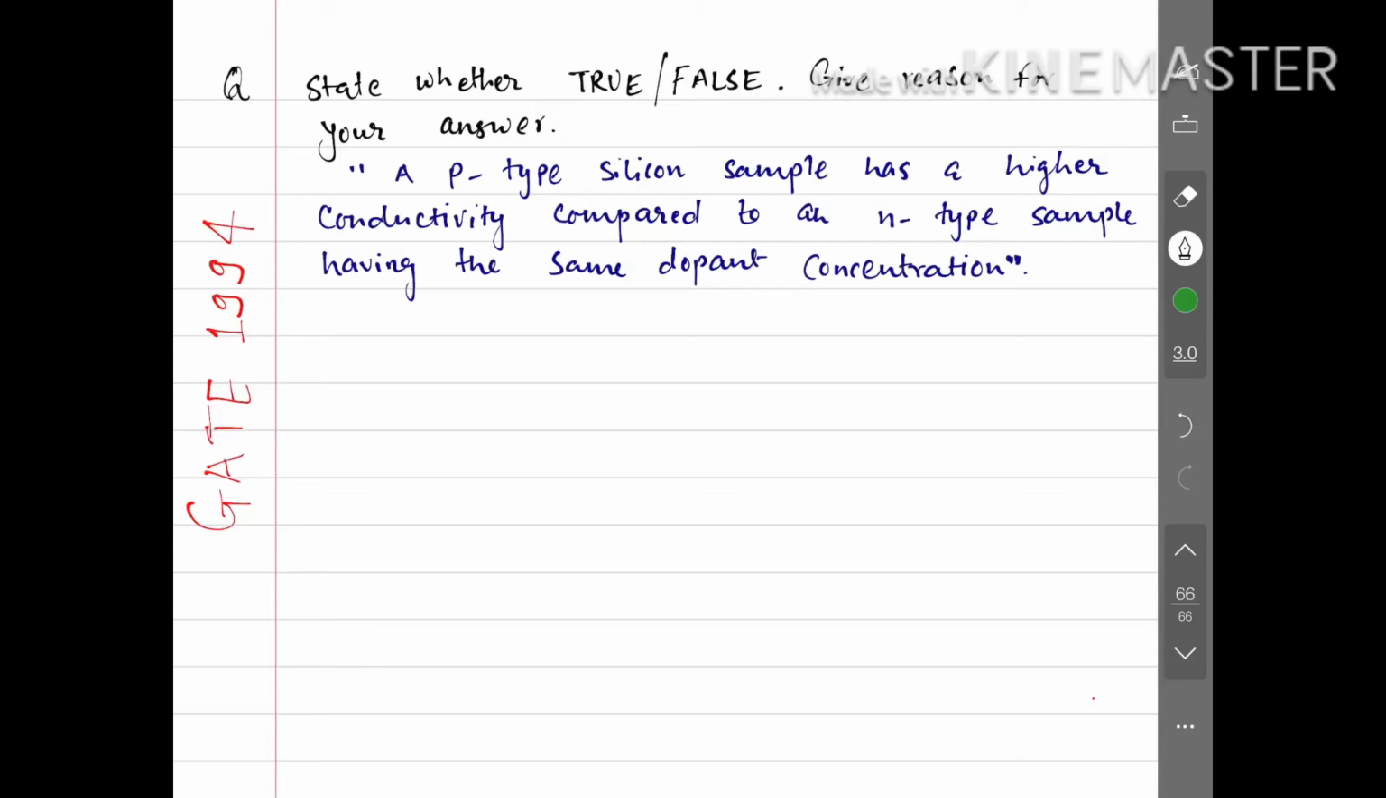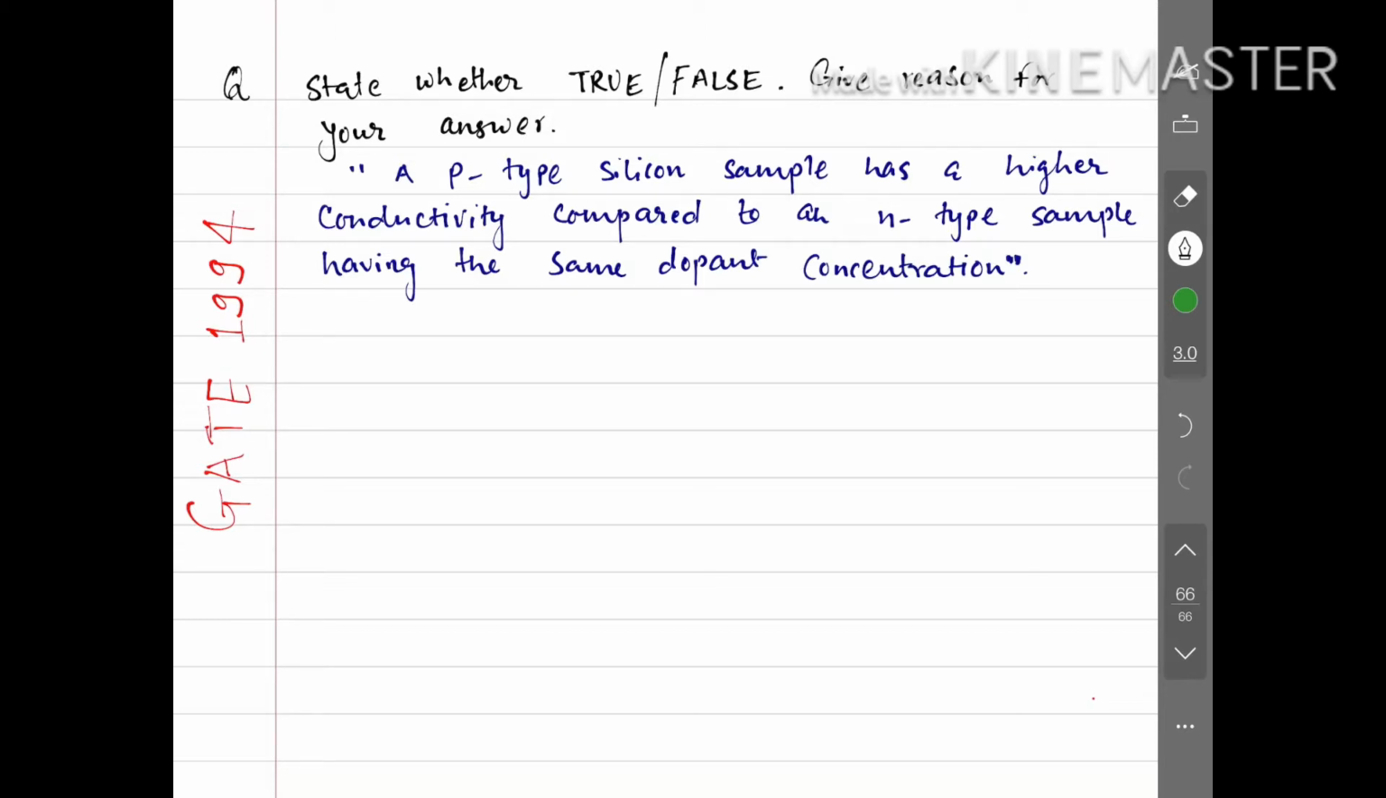Hello friends, so today in this video we are going to solve one question which was asked in GATE 1994. The question is, state whether true or false, giving a reason for your answer. The statement is, a p-type silicon sample has a higher conductivity compared to an n-type sample having the same dopant concentration.